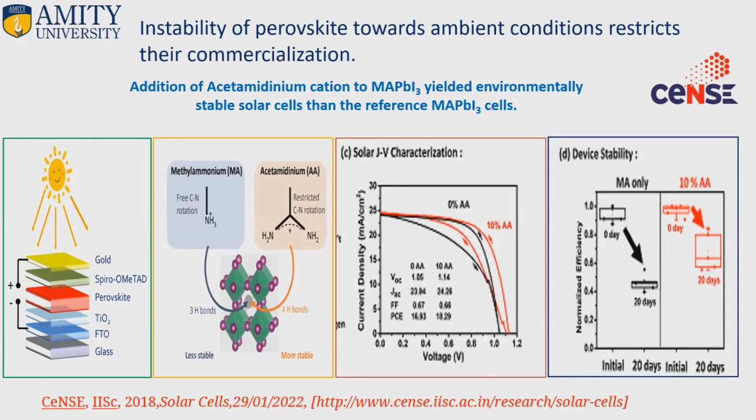At SENS, they have tried to solve this problem by introducing a novel organic cation, which is intrinsically more stable than the methyl ammonium one. Addition of 10% acetamidinium cation into this perovskite cell yielded more environmentally stable cells than the reference ones, and these substituted cells maintain 75% of the initial stability after 20 days, as compared to the methyl ammonium lead trihalide cells retaining 40% of their efficiency in the same time frame.